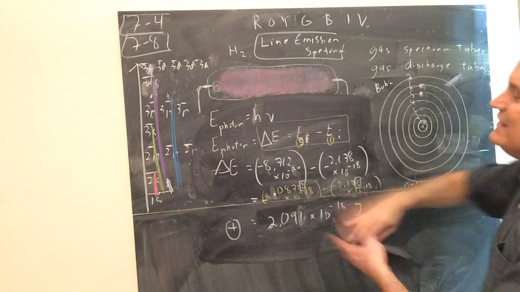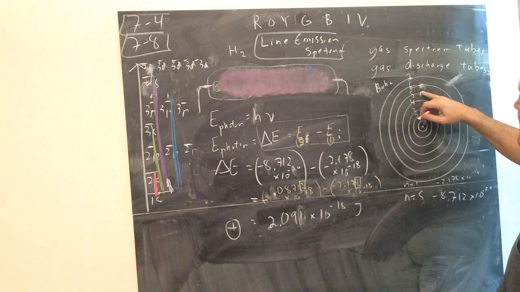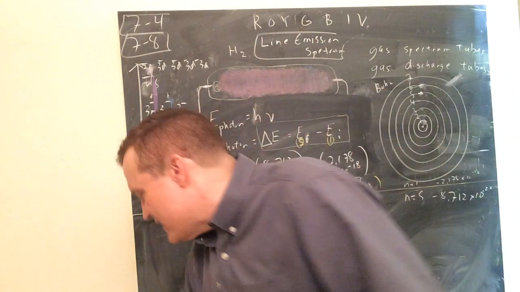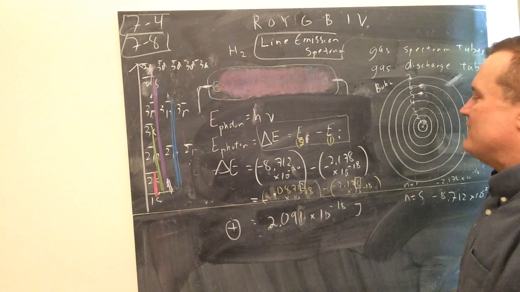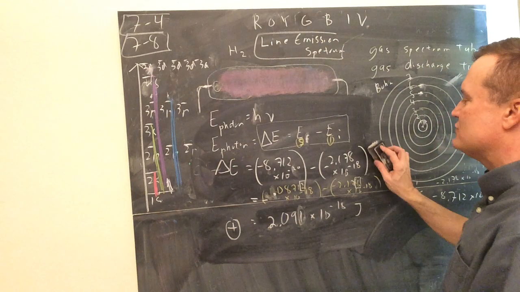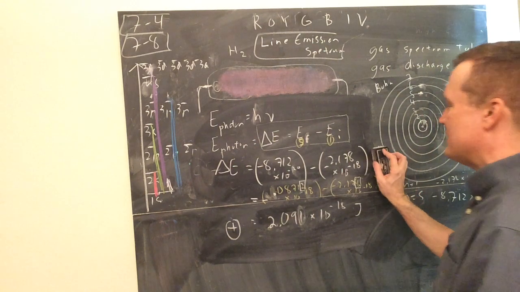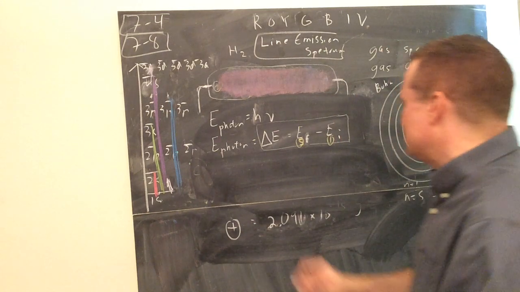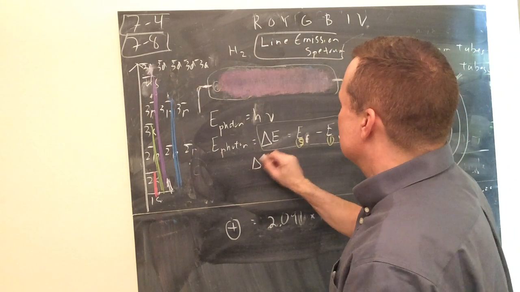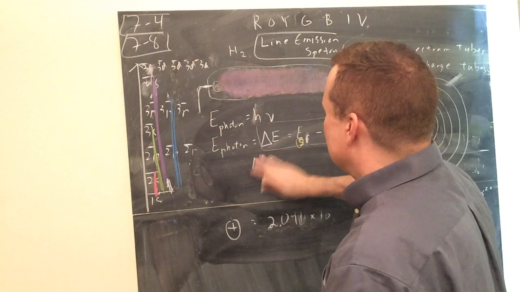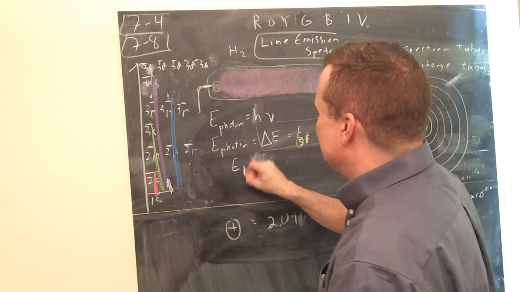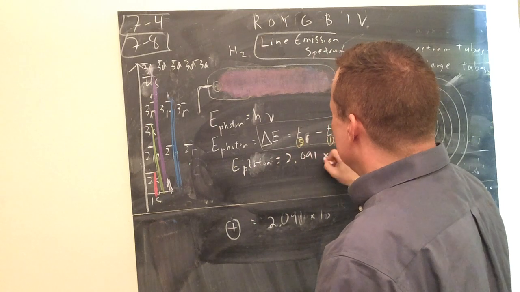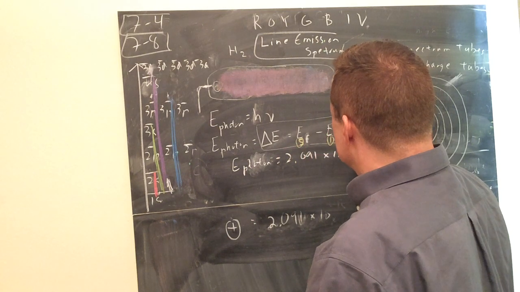Okay, and that's all that we did in this problem. Now the next moment it's going to fall down. It's going to release light. But we'll show you that part in a second. So the energy of the photon is 2.091 times 10 to the negative 18 joules. I'm going to erase this. Change in energy, the energy of the photon. I'll just say that. E photon equals 2.091 times 10 to the negative 18 joules.